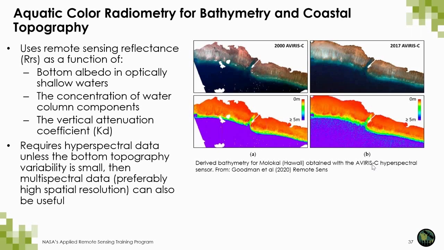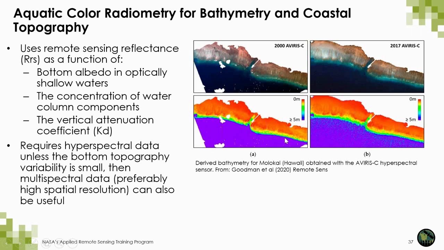Therefore, in these waters, such as in clear tropical coastal waters, the remote sensing reflectance contains information on the bottom albedo, the concentration of water column components, and the attenuation of light. To solve all these parameters, ideally, it would be better to have hyperspectral data. Nonetheless, it may not be available for all the sites. When bottom topography variability is relatively small, then multispectral data can also be used, particularly if it is of high or very high spatial resolution.